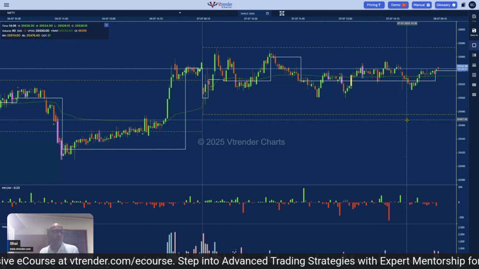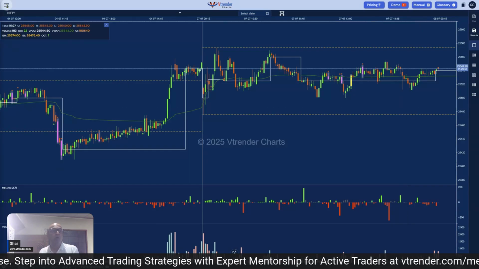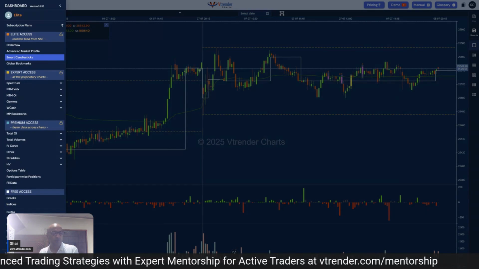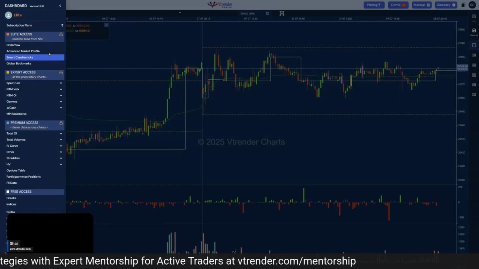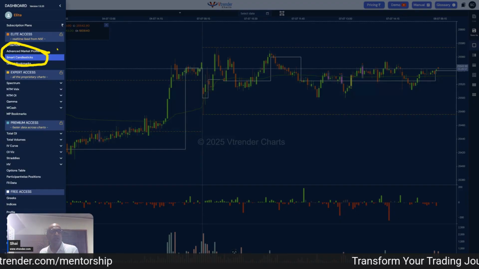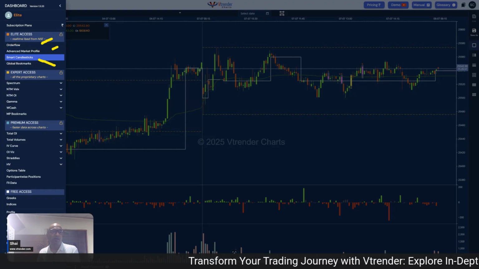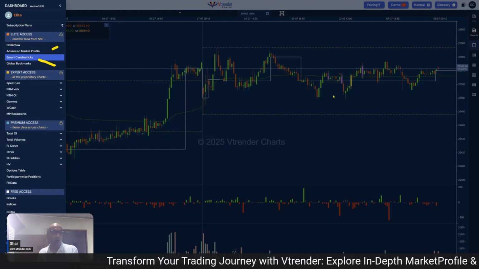Now, first and foremost, where do you find the MFlow? It's in the elite section, right here under smart candlesticks. So we made this sub menu, which is below the order flow and the market profile, and basically it's about candles, and shows you what the price behavior of the market is.